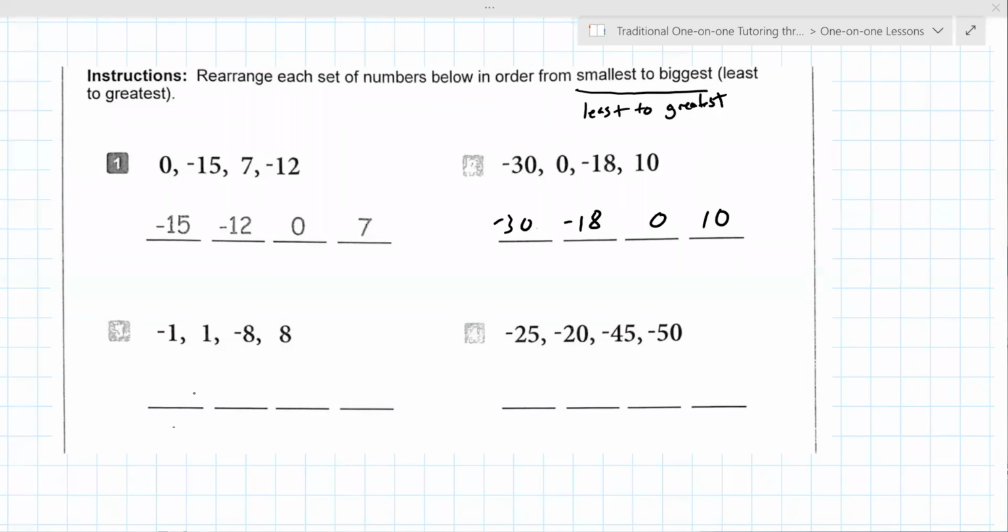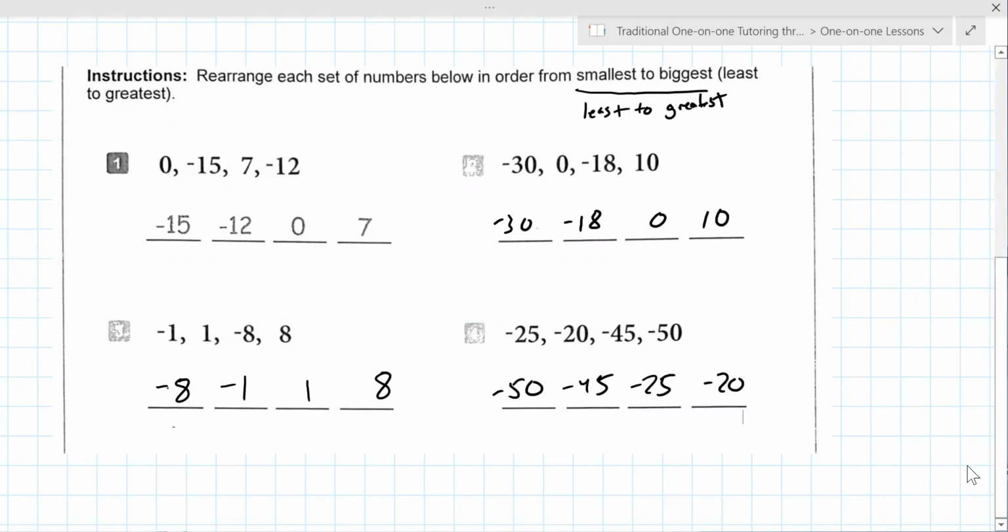Let me know when you have your answers for 3 and 4, please. All right. The answer for number 3 would be negative 8, negative 1, 1, 8. Good. And the other one would be negative 50, negative 45, negative 25, negative 20.